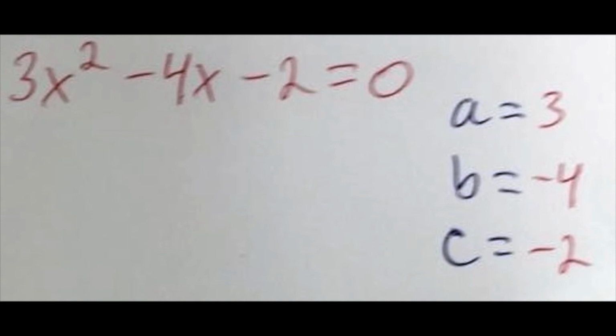Now we've split this off into 3 different categories. Group A, which is the first number, 3. Group B, which is the second number, negative 4. And Group C, which is the number negative 2.